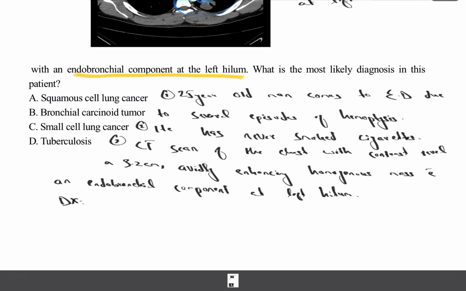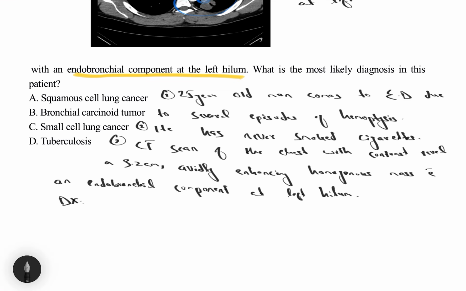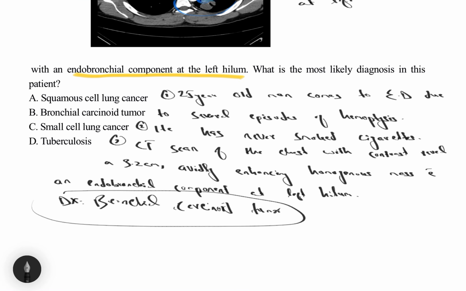CT scan of the chest with contrast revealed a 3.2 centimeter, widely enhancing homogeneous mass with an endobronchial component at the left hilum. Based on these findings, the diagnosis of this question is bronchial carcinoid tumor, and here the correct option is choice B.